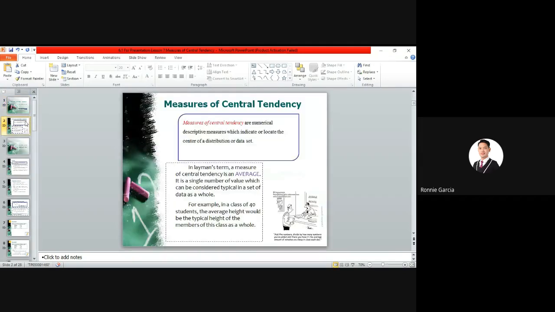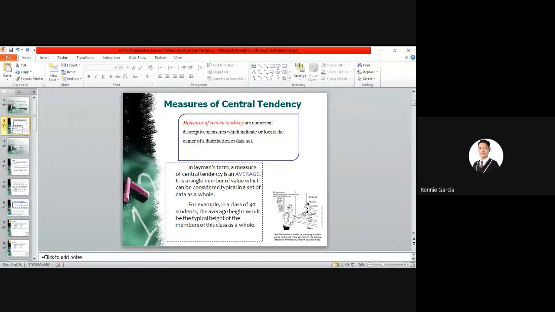Typical value, yes. Distribution center, it's also known as the average. That's correct. So in our second slide, we have here the word average nga gi-mention. That is the layman's term when you are computing for the central tendency. So average is very common, and this is actually related to the first measurement of central tendency, which is the mean. So before we proceed with the mean, we will read the definition of measures of central tendency.